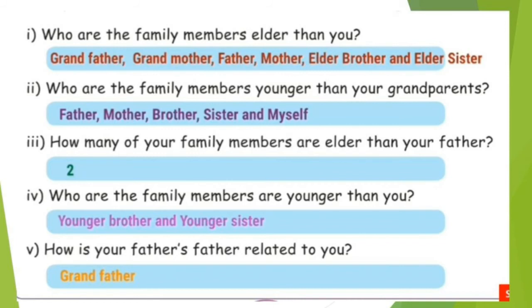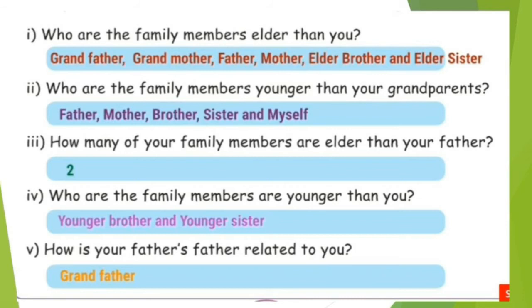Draw your family tree and mention the name and age of your family members in the tree and answer the following questions. So first one, who are the family members elder than you? Grandfather, grandmother, father, mother, elder brother and elder sister. Who are the family members younger than your grandparents? Father, mother, brother, sister and yourself.